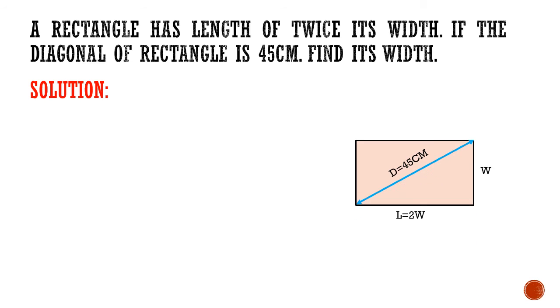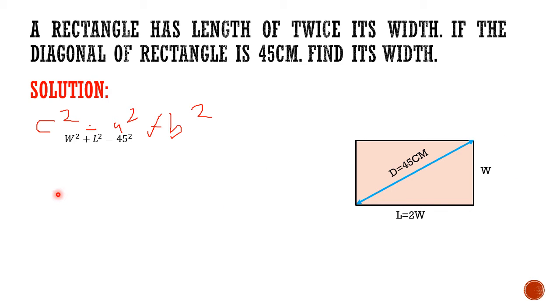So for the illustration, so ang sabi 45 cm yung ating diagonal and yung length natin is twice ng width. So we have here 2 width. So mapapansin nyo na yung diagonal natin is naka-form ng right triangle. So gagamitin natin yung formula ng Pythagorean theorem, which is equal sa C squared is equal to A squared plus B squared.